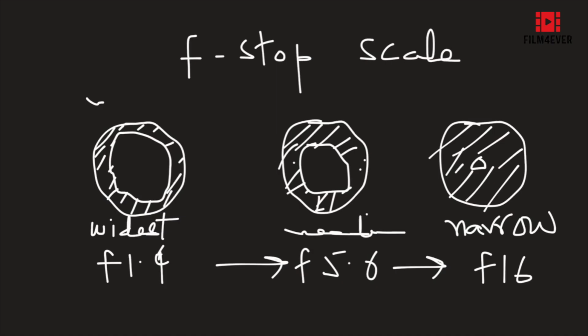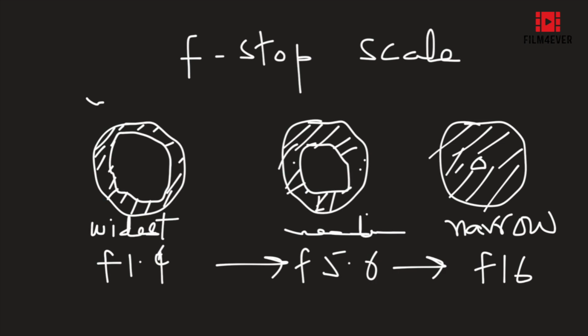You should remember it in this fashion: the lower the f-stop number, for instance 1.4 or f/1.4, implies the widest possible opening of the lens. The highest number, like f16 or f/16, implies the narrowest possible opening of the lens. As you can see, on the left-hand side we have the widest possible opening, and on the right-hand side we have the narrowest possible opening, and in between we have the intermediate openings.